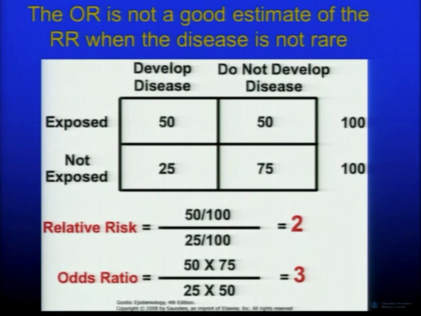But it's not a good estimation of a relative risk when the disease is not rare. So in this case, you have about 75 out of 200 that are getting the disease. So that's pretty common. And so the relative risk here would be 50 that developed disease out of the exposed divided by all exposed over 100, divided by the number of people who developed disease over all those who were not exposed. You get a relative risk of 2. If you do AD over BC, you end up with 3. So they are not the same, and that is because this is not a rare condition.